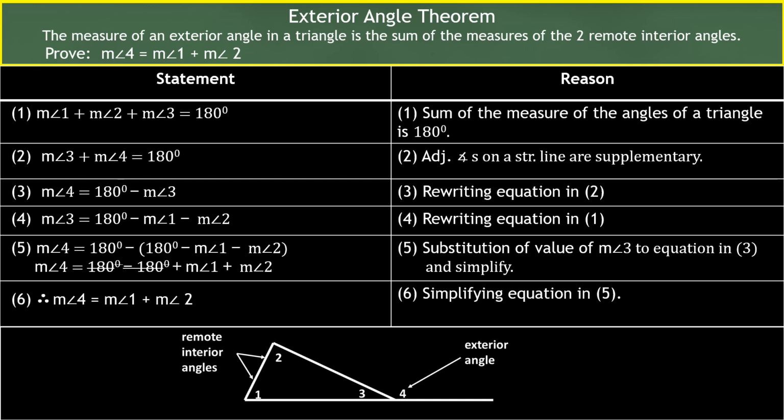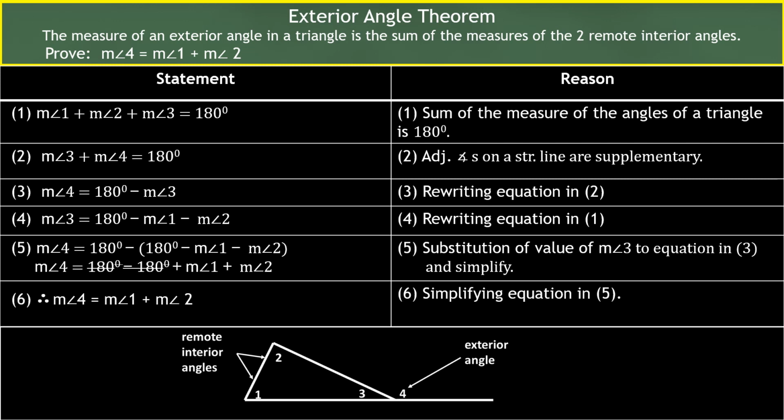Okay, this is the proof. Again, the diagram from the previous slide is just copied. So, first, you have the measure of angle 1 plus the measure of angle 2 plus the measure of angle 3 equals 180 degrees, because the sum of the measures of the angles of a triangle is equal to 180 degrees. That is a definition or a property of a triangle.